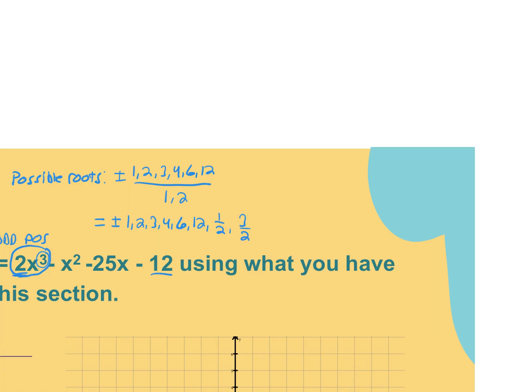We're going to do synthetic division, and you're going to do trial and error, right? You would start with 1 and then go to -1 and then go to 2 and then go to -2, assuming none of them work.